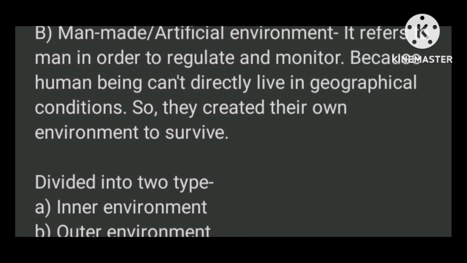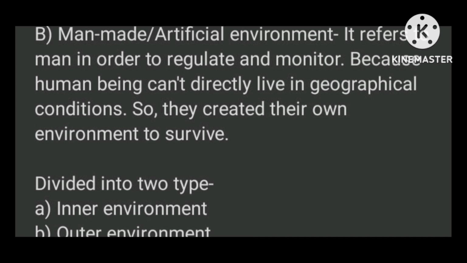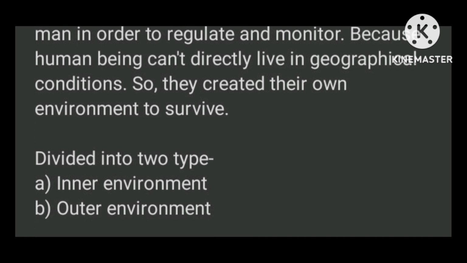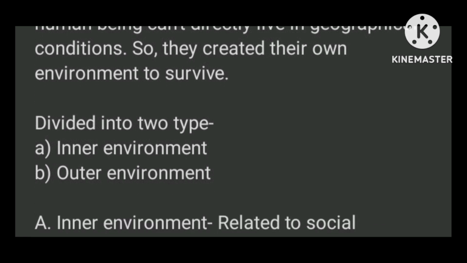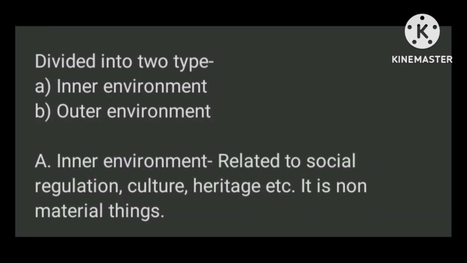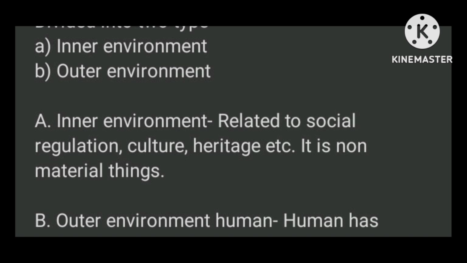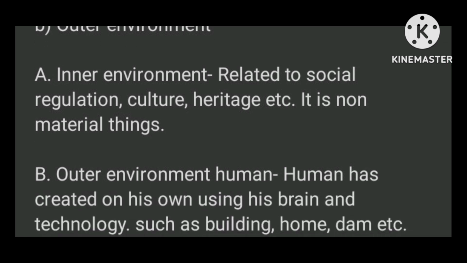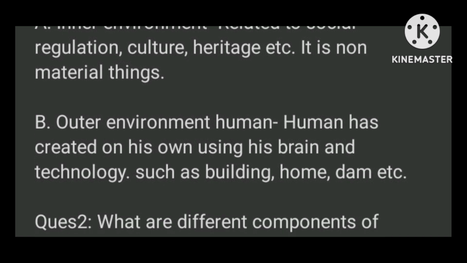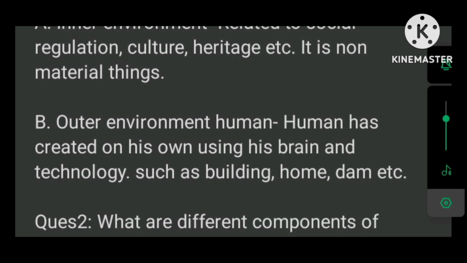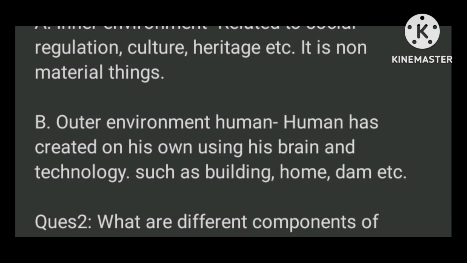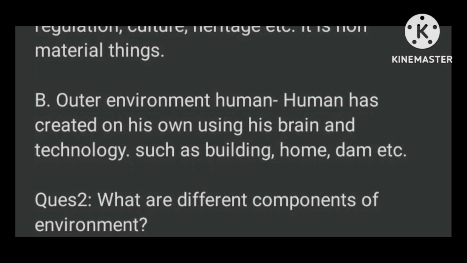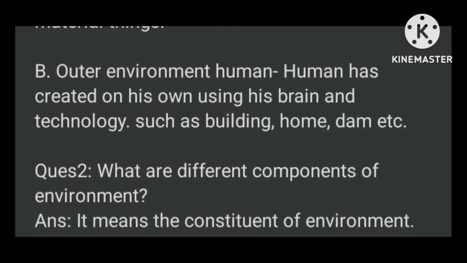Because human beings can't directly live in geographical conditions, they created their own environment to survive. It is divided into two types: A. Inner environment, related to social regulation, culture, heritage, etc. It is non-material. B. Outer environment, which humans have created on their own using their brain and technology, such as buildings, homes, dams, etc.